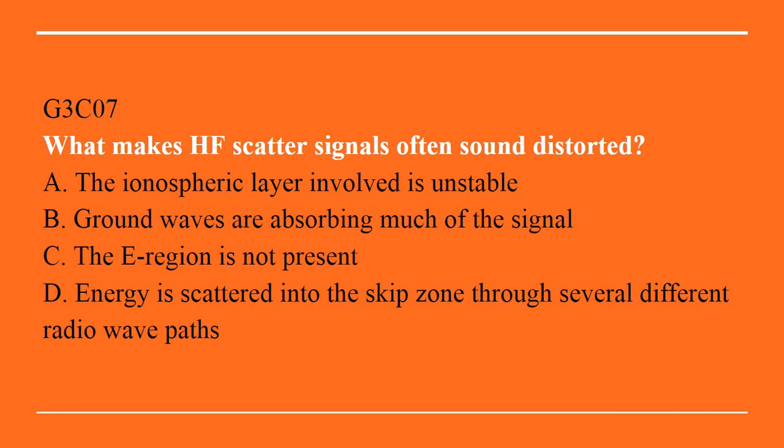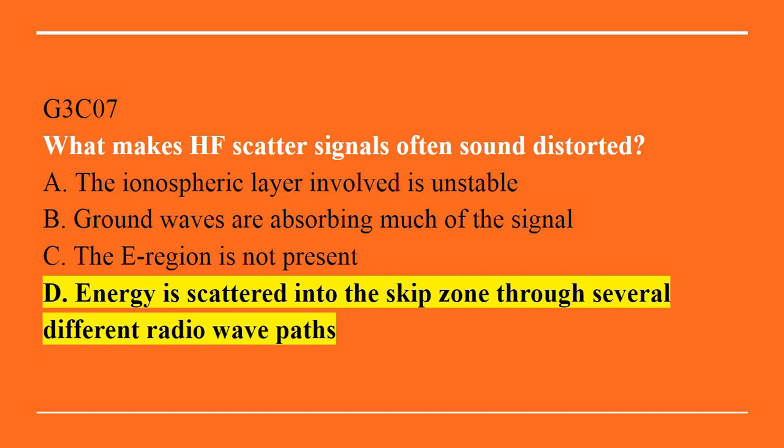G3C07, what makes HF scatter signals often sound distorted? A. The ionospheric layer involved is unstable. B. Ground waves are absorbing much of the signal. C. The E region is not present. Or D. Energy is scattered into the skip zone through several different radio wave paths. Answer D. Energy is scattered into the skip zone through several different radio wave paths.